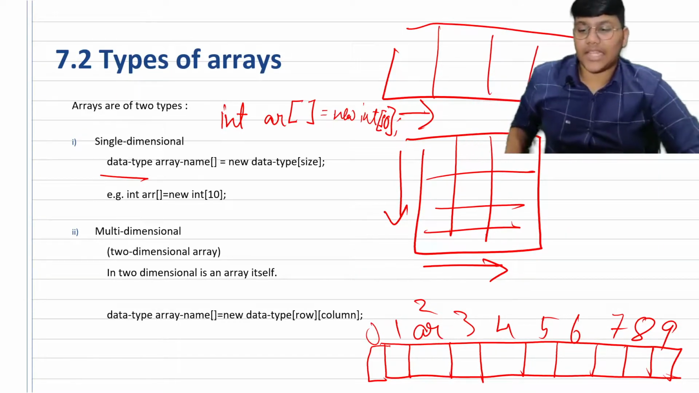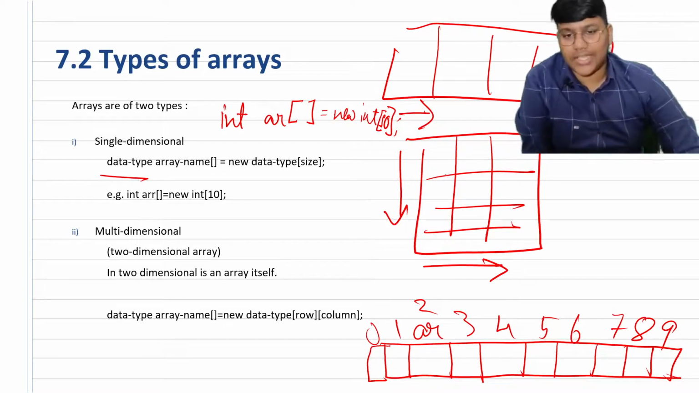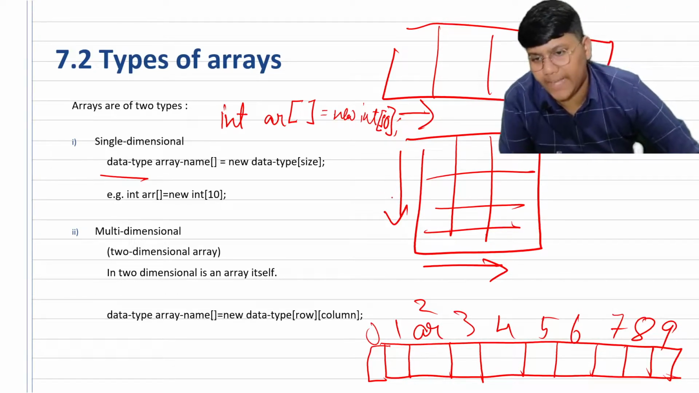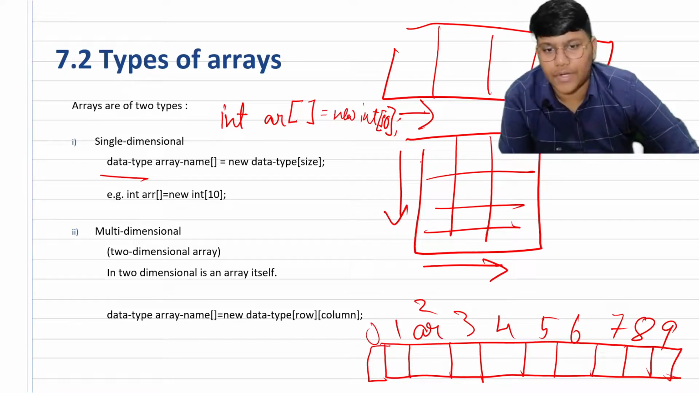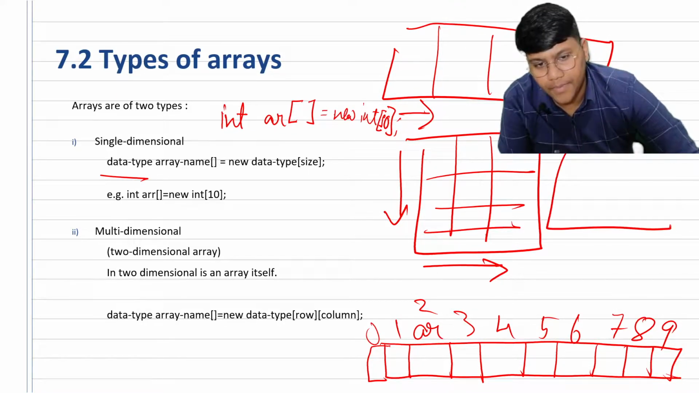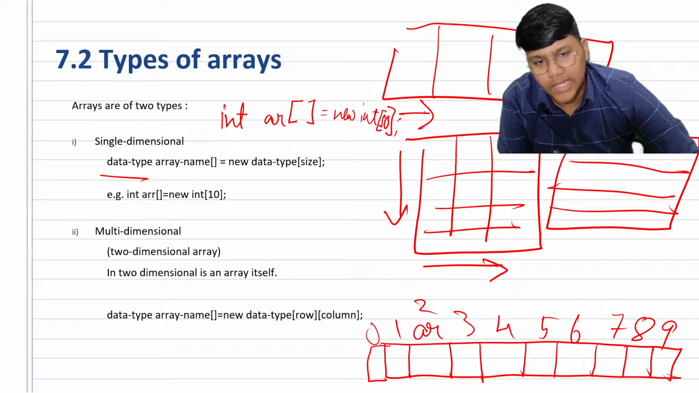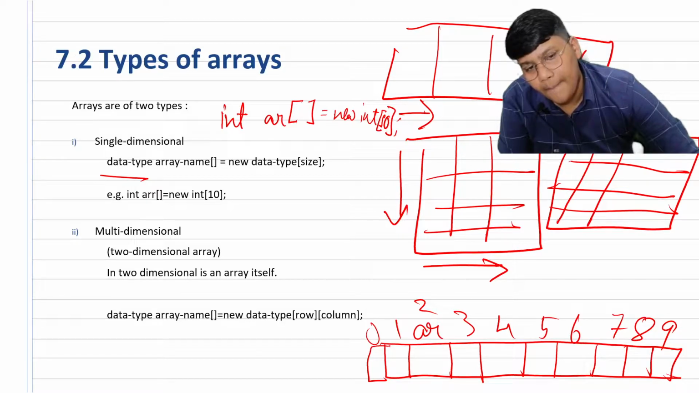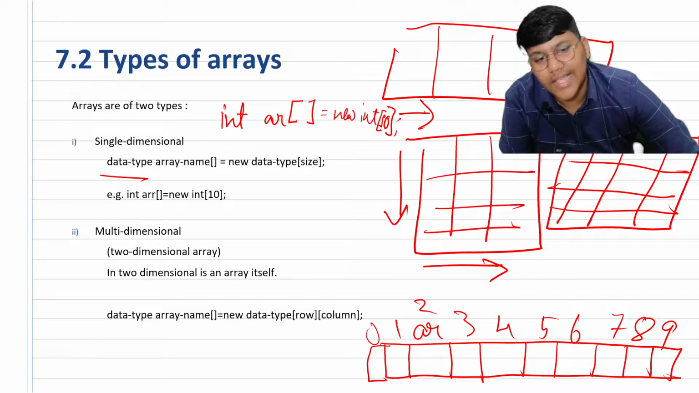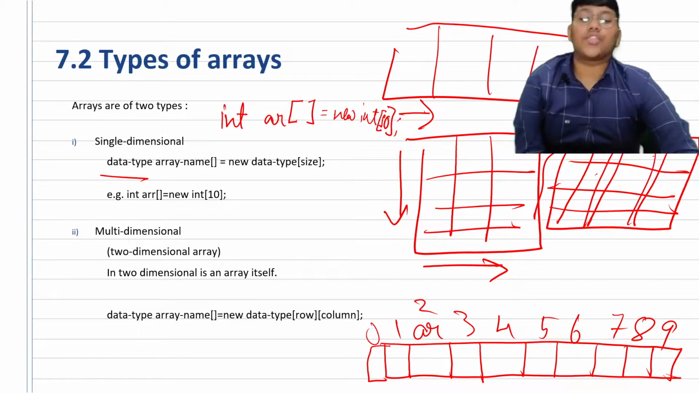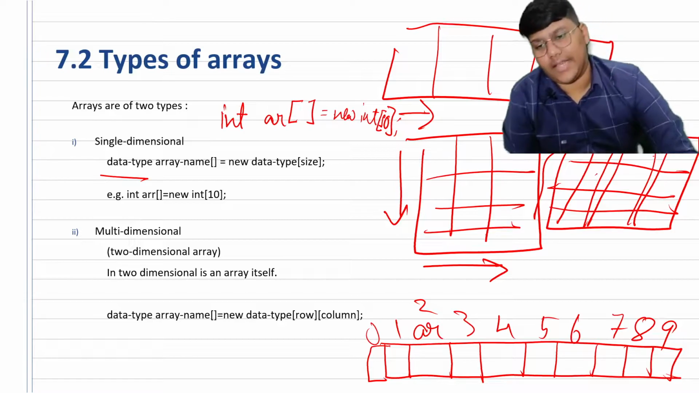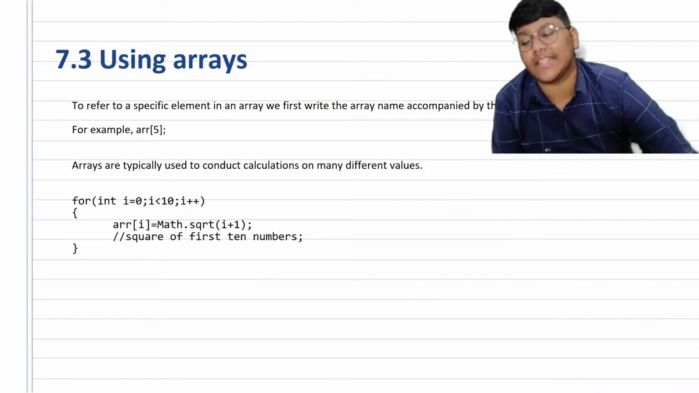In a 2-dimensional array, each element is an array in itself. For example, if this is the array, there are 4 things inside the array. Each thing is an array in itself, because this thing contains 4 things, this contains 4, this contains 4, this contains 4. So each element of a 2-dimensional array is an array in itself.